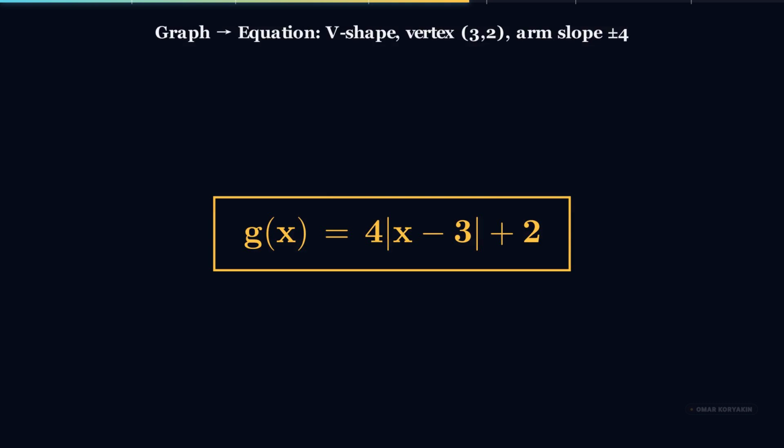The big lesson from this example is the reverse direction workflow. Given a graph and a known parent function family, read off the transformation parameters by inspecting the vertex location, the direction of opening, and the steepness or slope. The graph to equation direction is just as common in homework and on tests as the equation to graph direction, and the same parameter identification skill works in both directions.